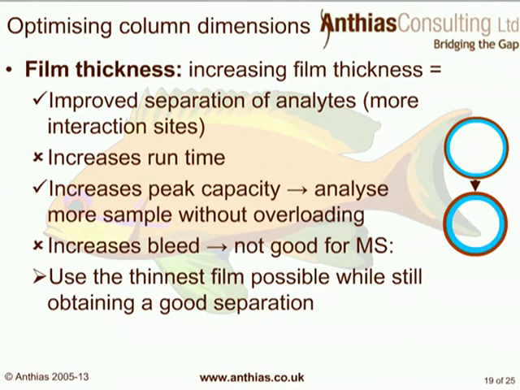Therefore, when we're choosing the stationary film thickness, we should be using the thinnest film possible while still obtaining a good separation. In general, if we're analysing very volatile compounds, we'll be choosing a thicker stationary phase, and if we're analysing very involatile compounds, we'll be choosing a very thin stationary phase to make sure that we get the peak all the way through the column as quickly as possible.